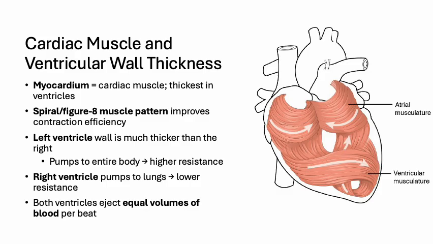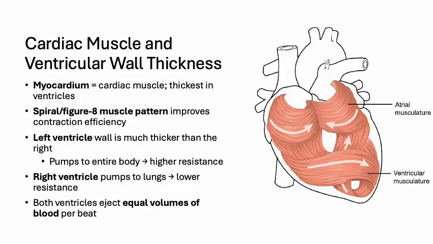When we look closer at the myocardium, we see more than just a thick muscle layer. We see a very specialized design that makes the heart an incredible, efficient pump. Cardiac muscle fibers in the heart are arranged in a spiral or figure 8 pattern, especially around the ventricles. This arrangement allows the heart to contract in a twisting motion, which helps squeeze blood more forcefully out of the chambers with each beat. It's not just a squeeze, it's a wringing motion, kind of like wringing out a towel. This unique structure enhances ejection efficiency.